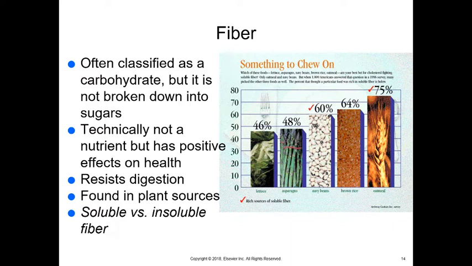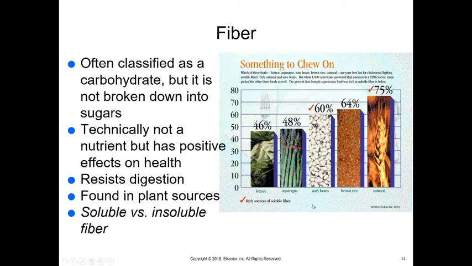Fiber is often classified as a carbohydrate, but it is not broken down into sugars. So fiber is in the carbohydrates, but it's not really. It's not broken down into sugars. So it's technically not a nutrient, but it has a positive effect on health. It resists digestion, so it helps to move things through the digestive tract. Mostly found in plant sources, and we have soluble fibers and insoluble fibers. Soluble means that they can be dissolved with water. Insoluble means that they can't, and it's important to have both of those.